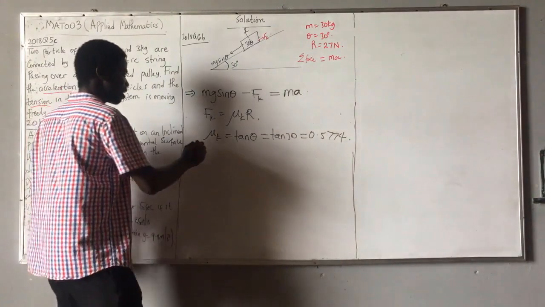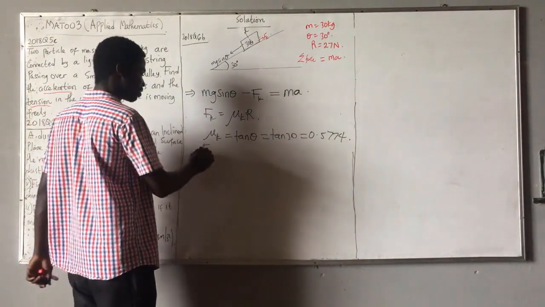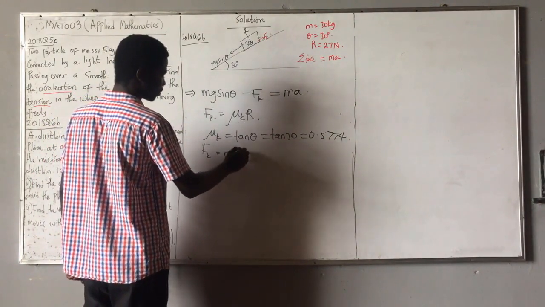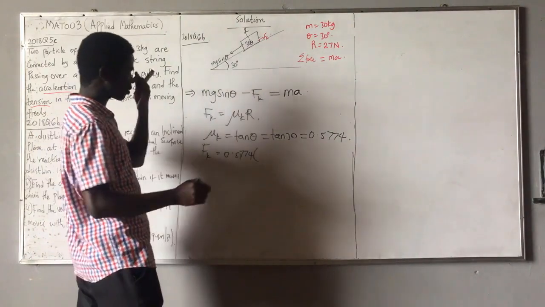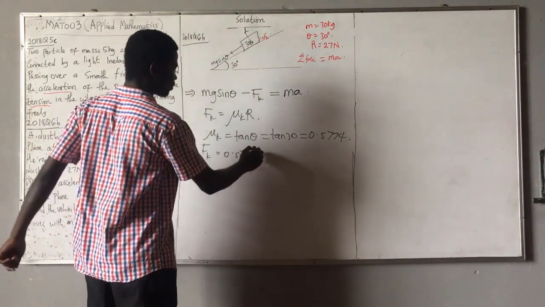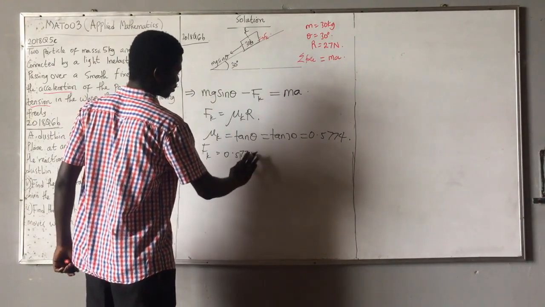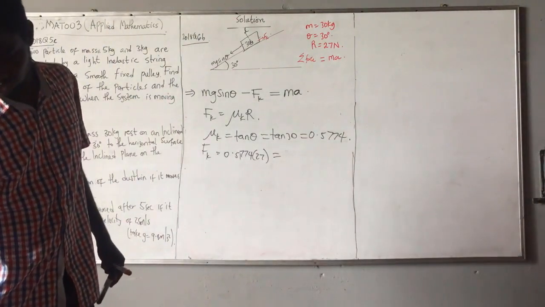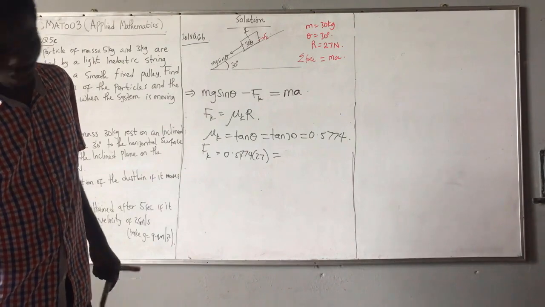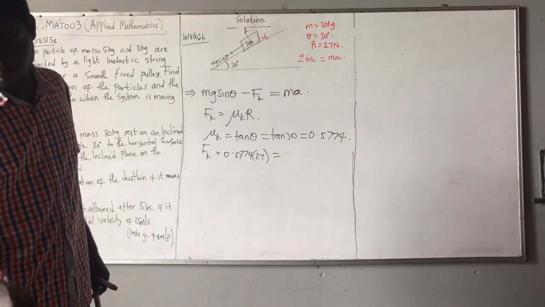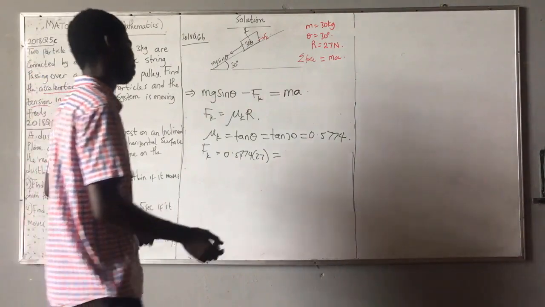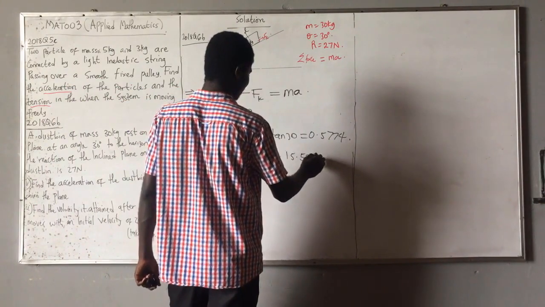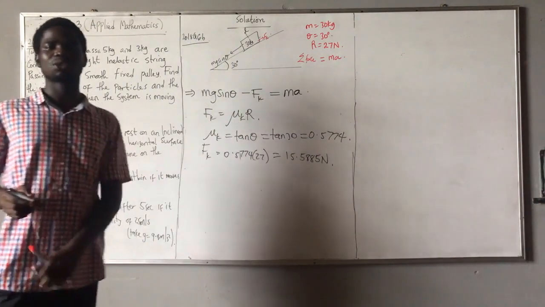So now, Fk, frictional force, I'm looking for frictional force first, is equal to mu R, that is 0.5774 multiplied by R. R is what? R is 27. We are given the normal reaction. So 0.5774 multiplied by 27. You have 9 root 3. 9 root 3 is equal to 15.5885 Newton. That is the frictional force you have.